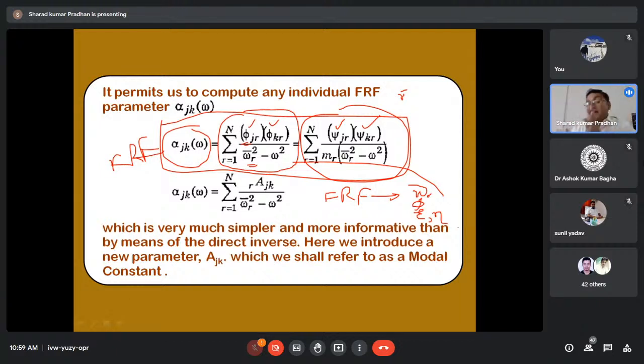Try to remember this part. Whenever you read any book, if you remember this philosophy, FRF is converted into a modal model. Modal model means modal parameters. Modal parameters means omega, phi, zeta. This is called modal analysis, theoretical.